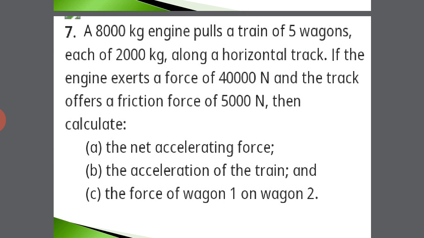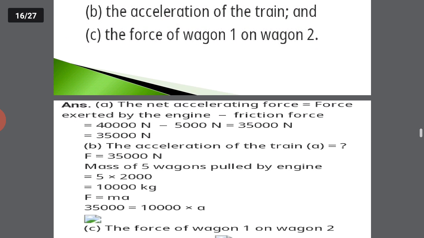A 8000 kilogram engine pulls a train of 5 wagons, each of 2000 kilogram, along a horizontal track. If the engine exerts a force of 40,000 Newton and the track offers a friction of 5,000 Newton, then calculate the net accelerating force, the acceleration of the train, the force of wagon 1 on wagon 2. Okay, let's find out.